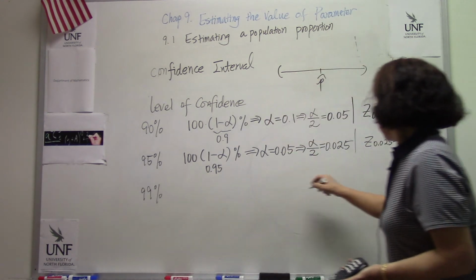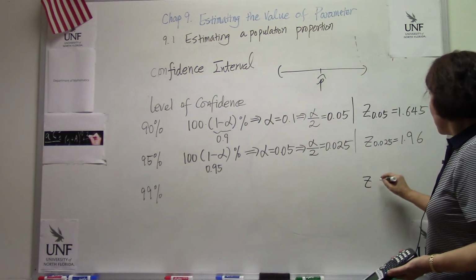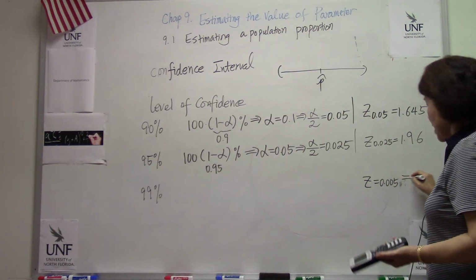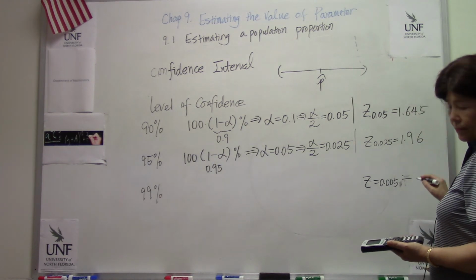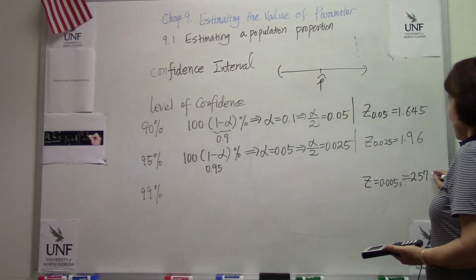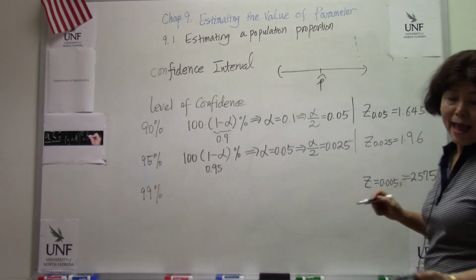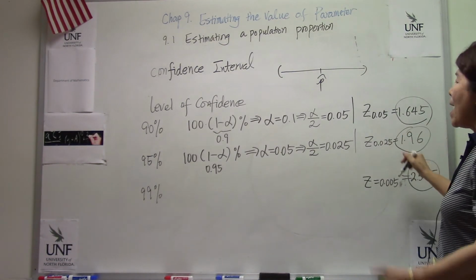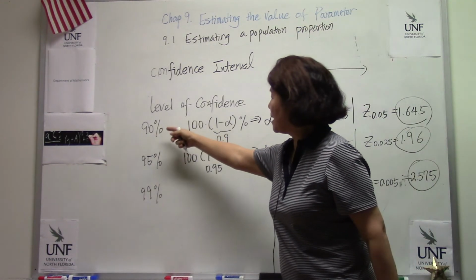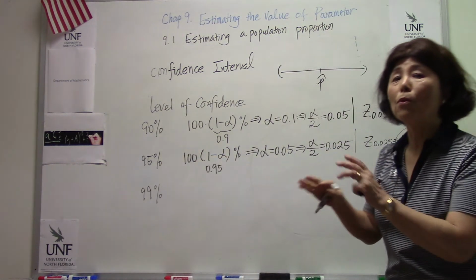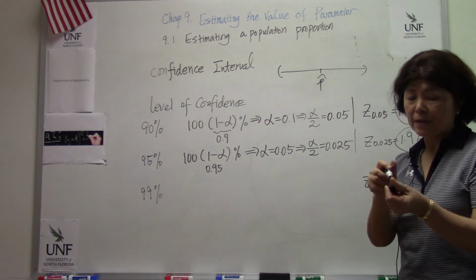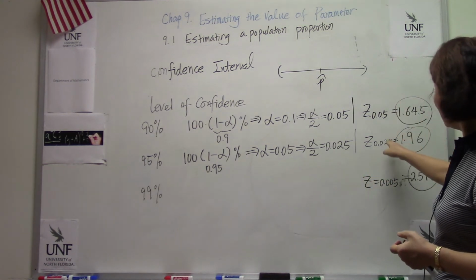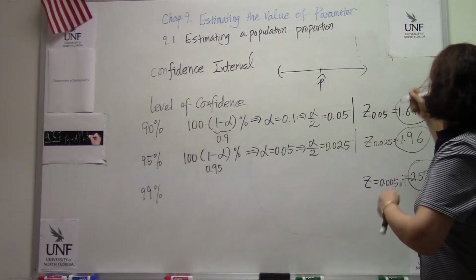And so you do the same thing over here. So this z is going to be z sub 0.005, and the z value is 2.575. Okay, why did I do these three? Because 90%, 95%, 99% are the most popular levels of confidence we are going to see. That's why. This will be part of a formula, and we call these critical numbers.